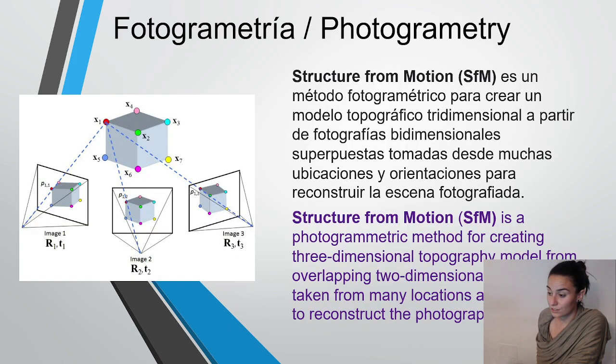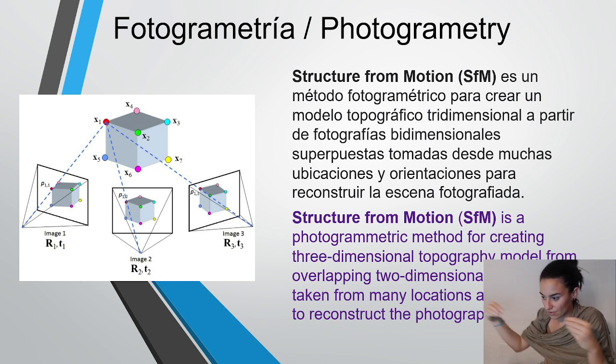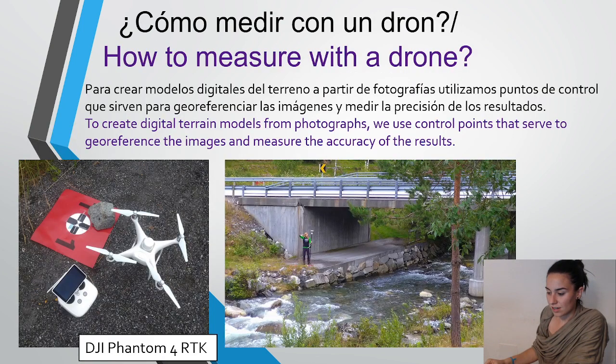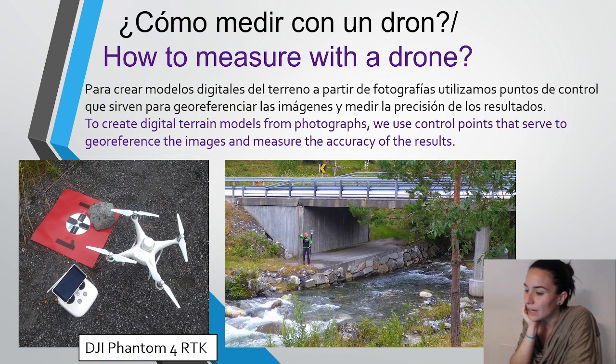A 3D point cloud. And a bit of photogrammetry: we talk about structure from motion. That is a photogrammetric method for creating a three-dimensional topography model from overlapping two-dimensional photographs taken from many different locations and orientations to reconstruct the photographed scene. And this is one example of how we applied it.